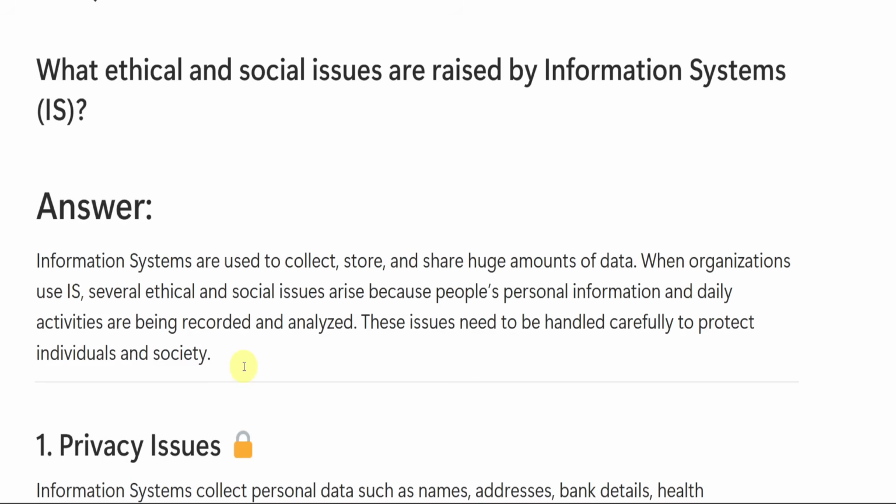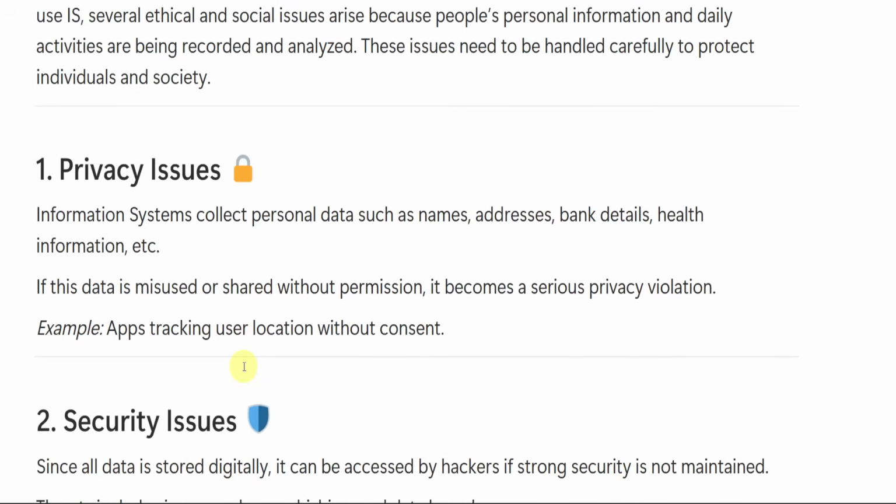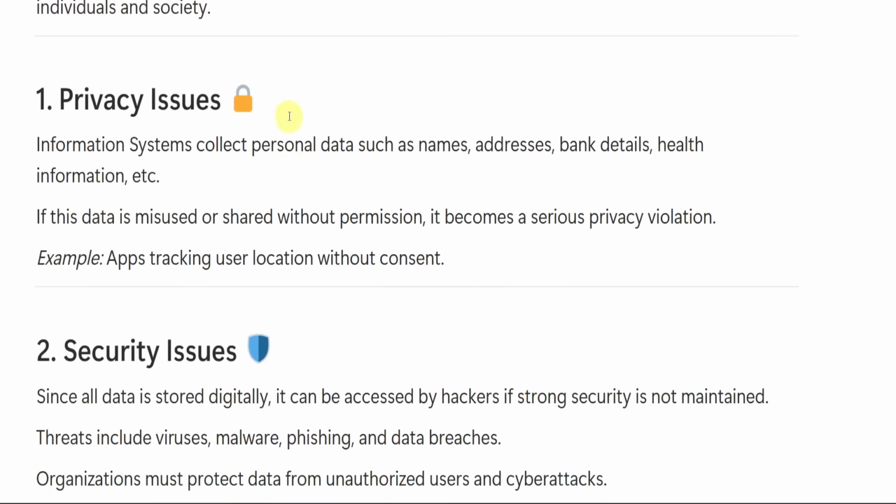Because they store so much data, some issues will arise. What are those issues? Let us talk one by one. We have different types of ethical and social issues. First, we will talk about privacy issues.